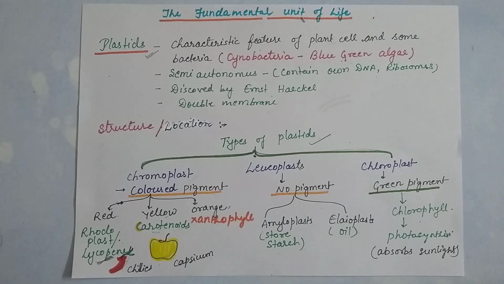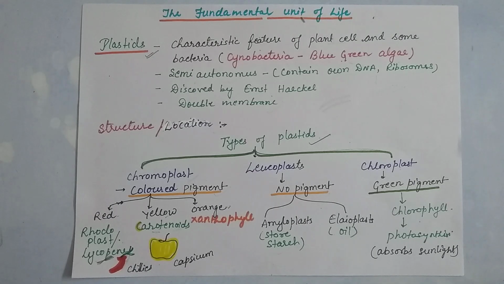Hello students, today in this video we are going to study one of the most important cell organelles, that is plastid. Basically this is found in the plant cell. Before understanding this plastid, have you ever wondered why green leaves are green in color? Why are chilies red in color? Why is the capsicum you eat yellow or red in color? Why do some plants have different colored leaves and different colored parts?